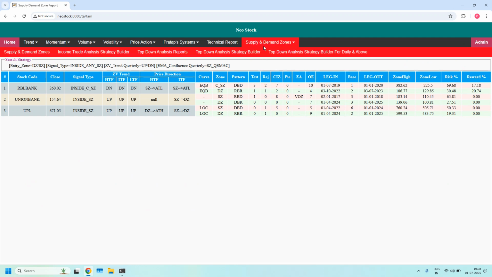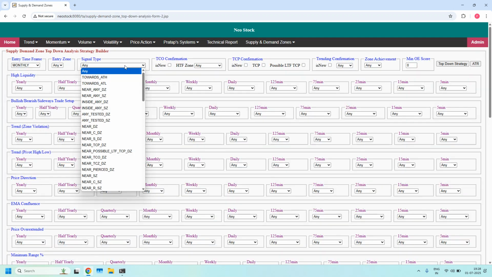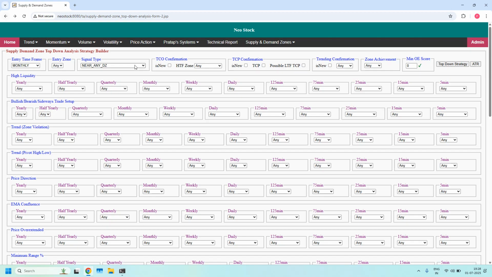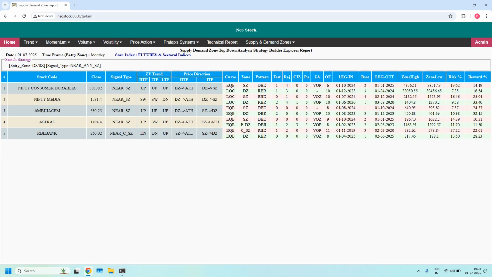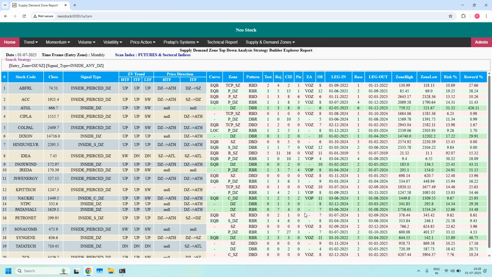Okay, next time frame is monthly. Stocks near to the monthly demand zone. We got 6 stocks. Next, stocks near to the monthly supply zone. We got 5 stocks. Next, price closed inside the monthly demand zone.